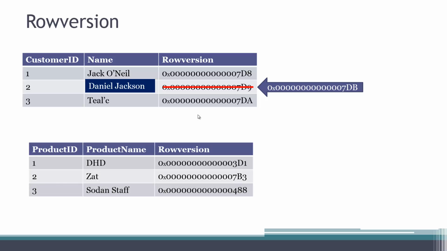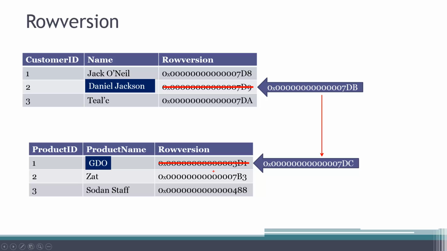Now, if we had another table, in this case a product table that also had a row version, SQL Server keeps the row versions updated. It's a number that's kept in sync throughout the entire database, not just on a table-by-table basis. So with this new product table, if we had an update for row number 1, updating the product name to be GDO, it would update the row version. It would take, again, the next available value. You can see here that the value it took was the next one after 7DB, 7DC. So the row versions are not specific to a particular table, they are specific to a database.